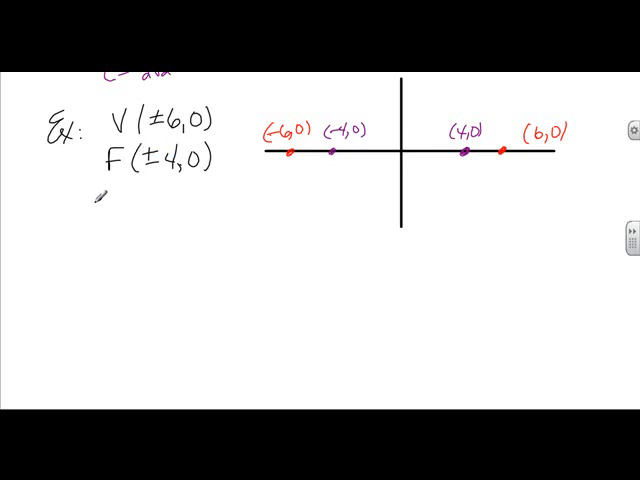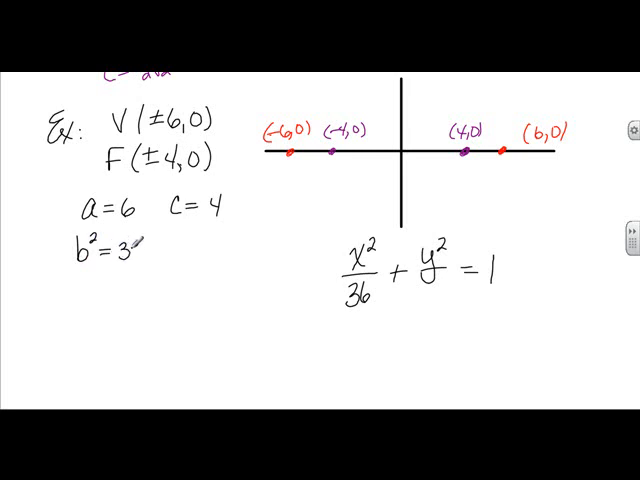So to write the equation, it's going to be x squared over a squared plus y squared over b squared, and we don't know that yet, equals 1. So all we've got to do is find a value for b squared and we have our equation. So b squared is a squared minus c squared, and you'll find that b squared is equal to 20. That's the number that you put in your equation.